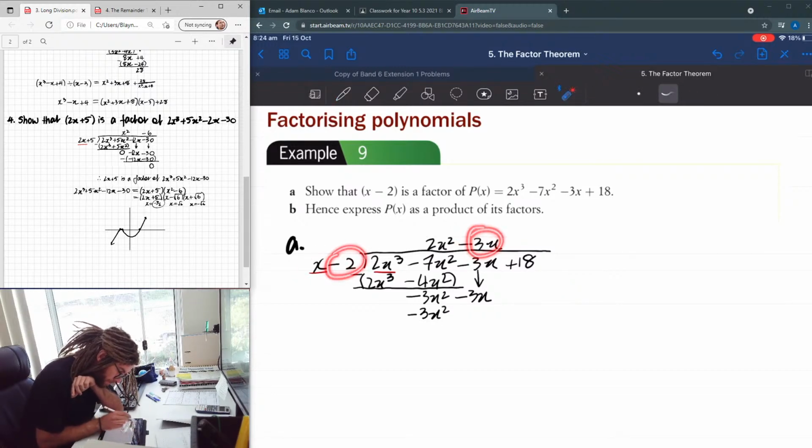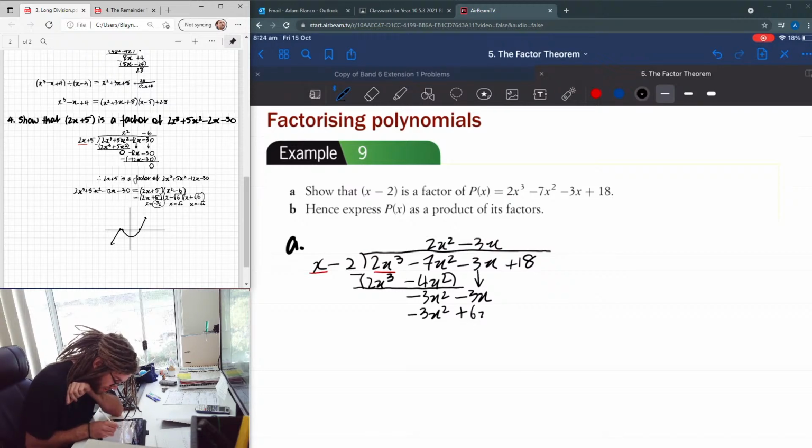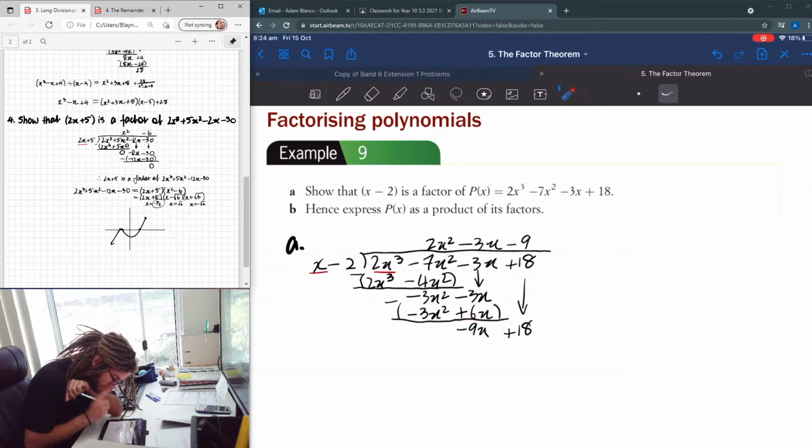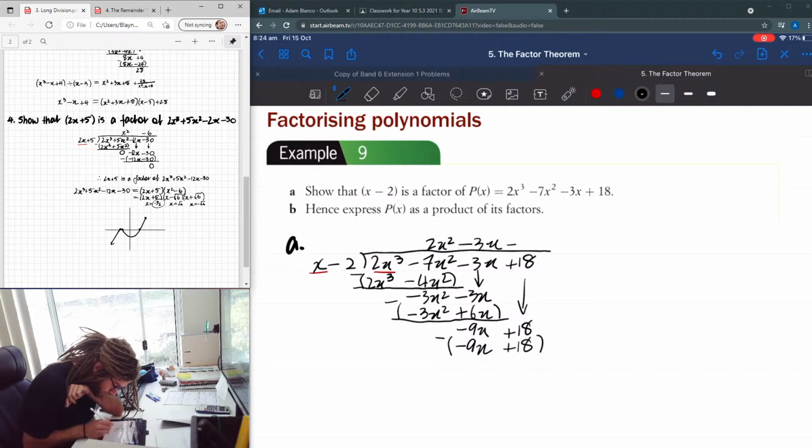Minus 3x times minus 2 is plus 6x. Minus, boom, boom, that's nothing. Minus 3, minus 6, minus 9x. Bring that down, plus 18. How many x's go into minus 9x? Minus 9. I better end up with a remainder here. Oh yeah, minus 9 times minus 2 is 18. That tells me I'm done.